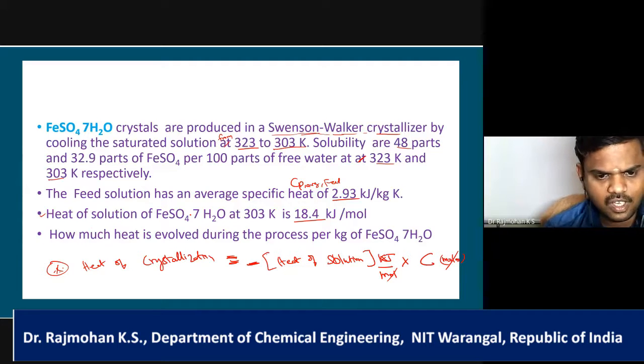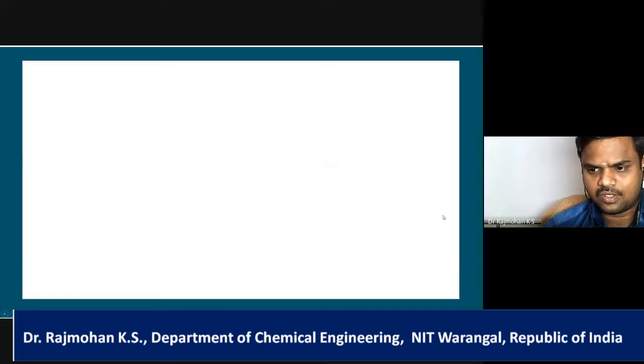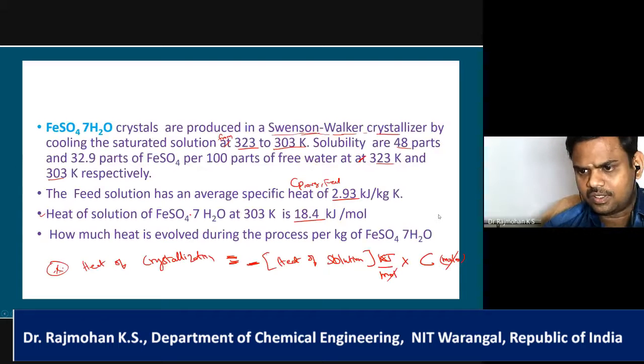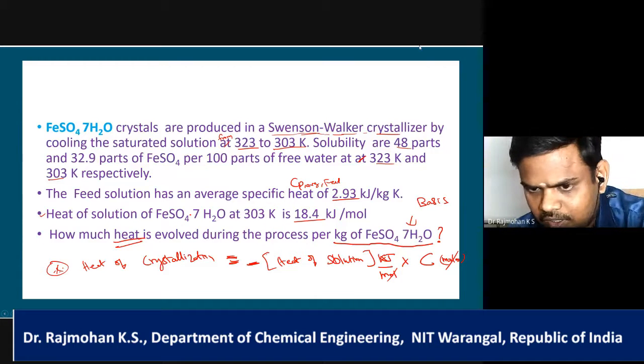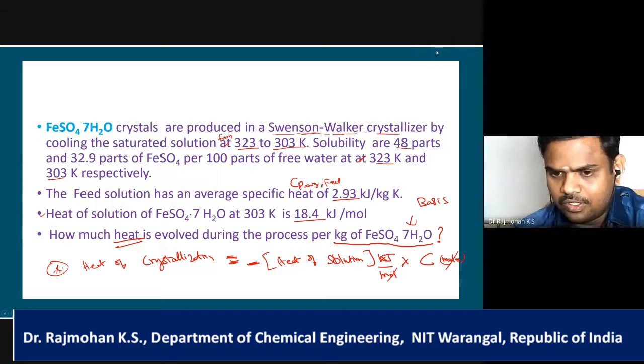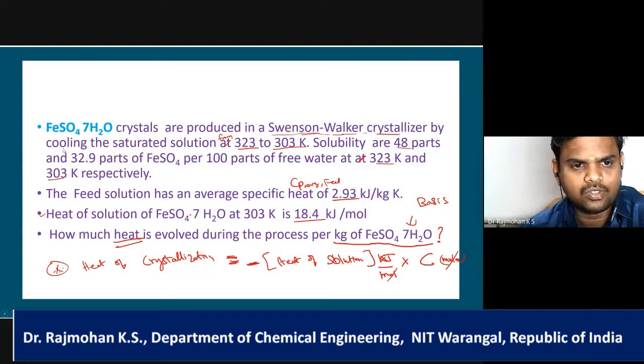The question here is how much heat is evolved during the process per kg of FeSO4 7H2O. Per kg of FeSO4 7H2O formation, how much heat is evolved. So now we have the clue for what our basis should be. Now we will proceed to solve the problem. We go through it again.